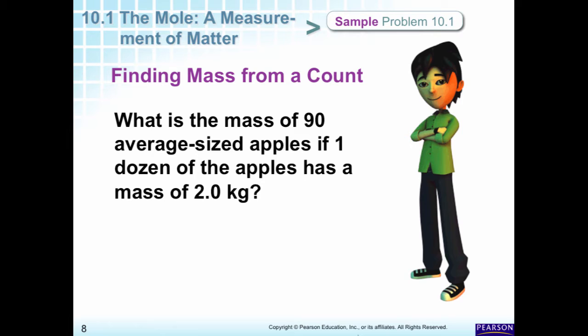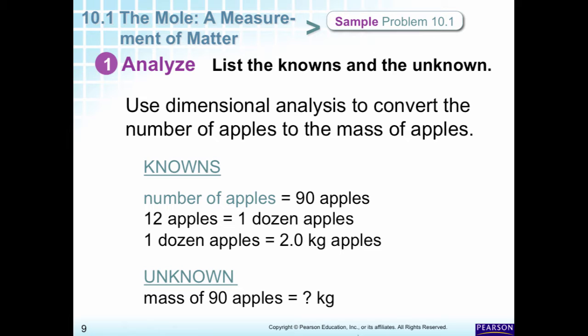All right. So we want to find the mass from a count. So we've been talking about apples. And we're going to call them average size apples, like they're pretty much all the same. If 1 dozen has a mass of 2 kilograms, we want to find the mass of 90 apples. Okay? So let's work through this problem together. We're going to use dimensional analysis again. Okay, and we're going to convert the number of apples to mass of apples. So we have 90 apples. We know that 12 apples equals 1 dozen. And we know that 1 dozen is equal to 2 kilograms.